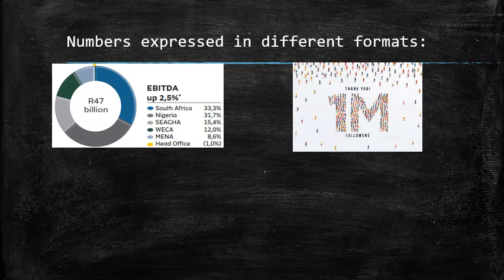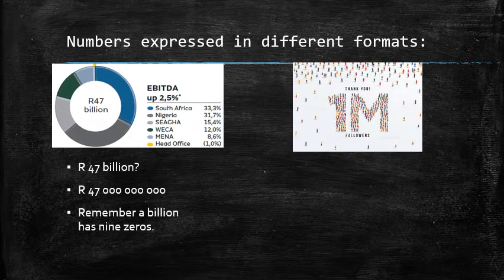What we also need to remember is that the numbers can be expressed in different formats. So if we have a look at something like this, 47 billion means 47 with 9 zeros. Remember, a billion has 9 zeros. And there it says 1M. So 1M is 1 million, which is a 1 and 6 zeros.